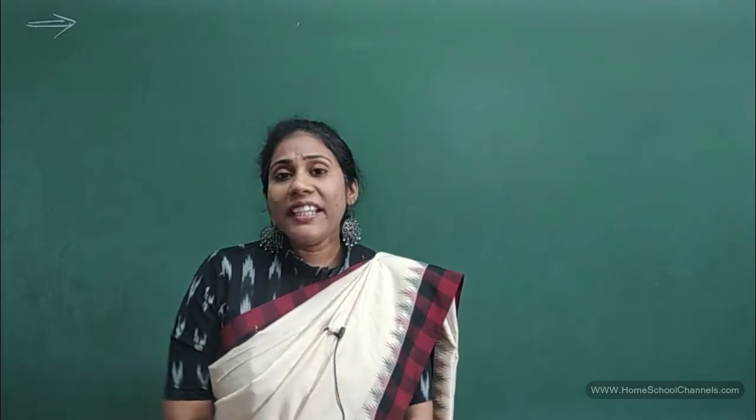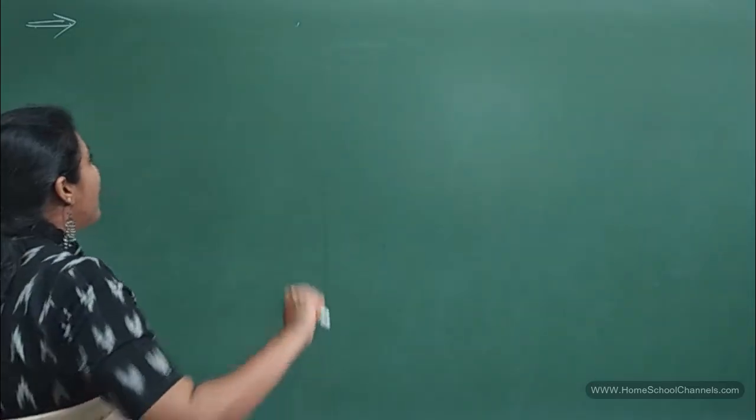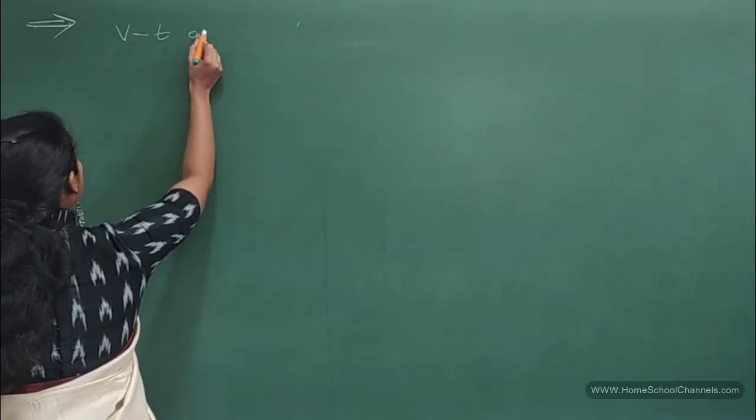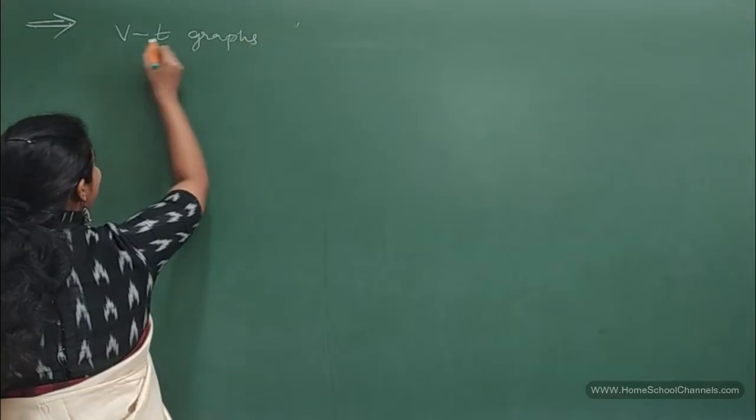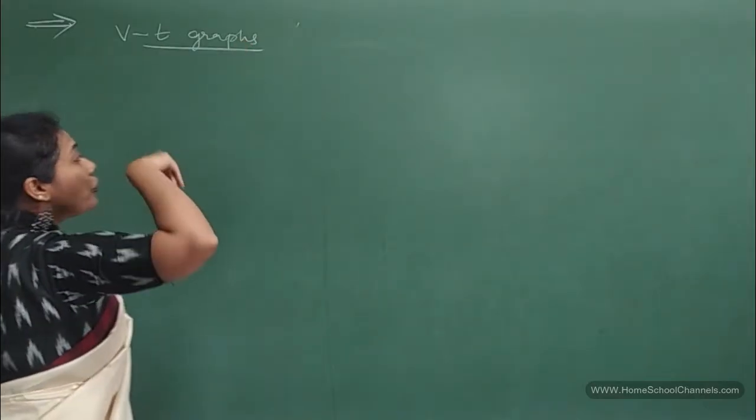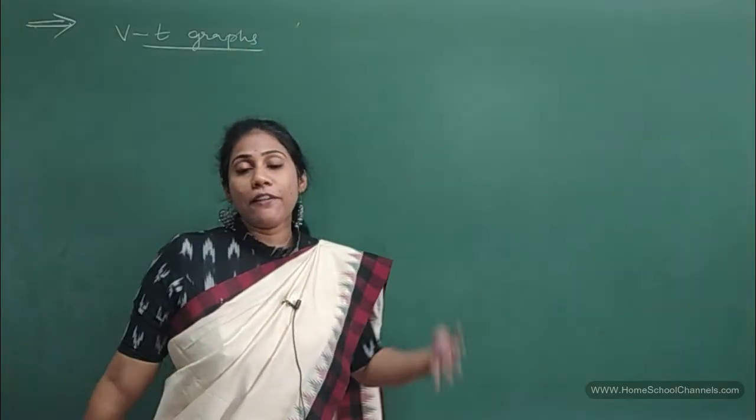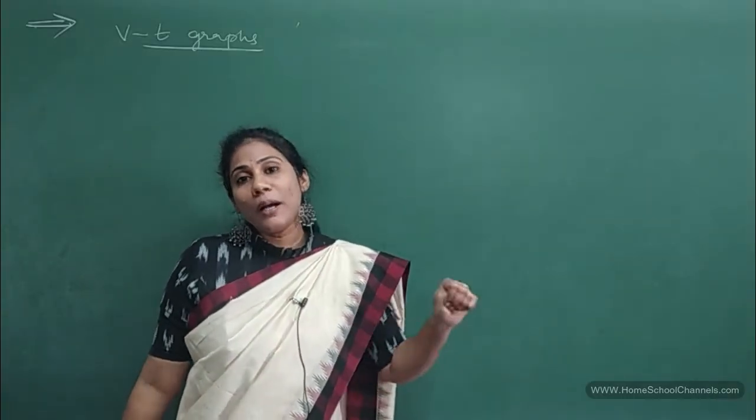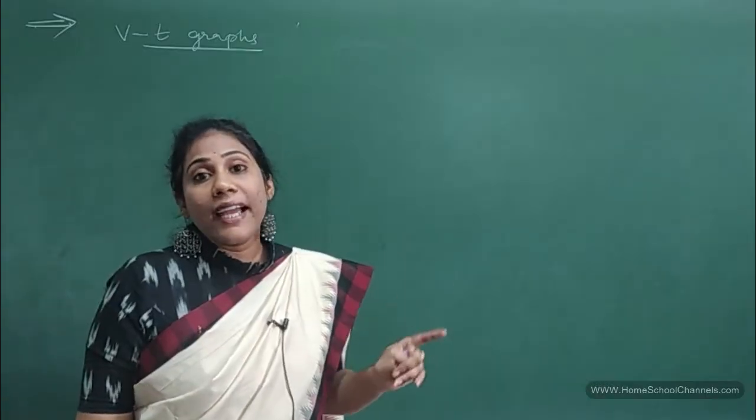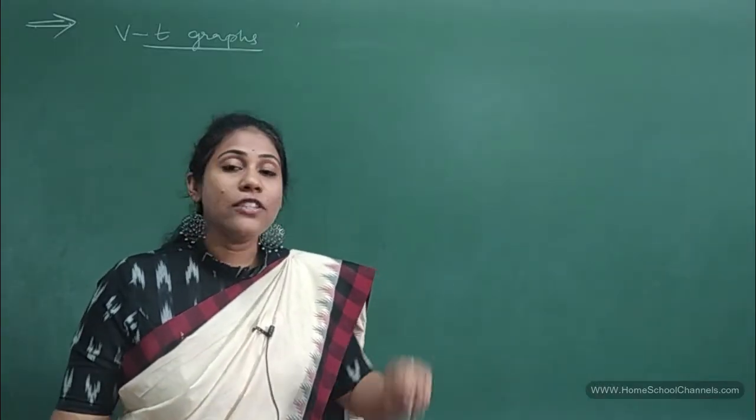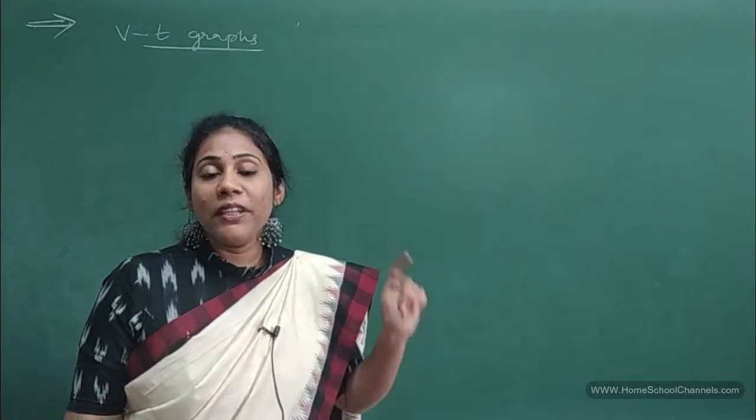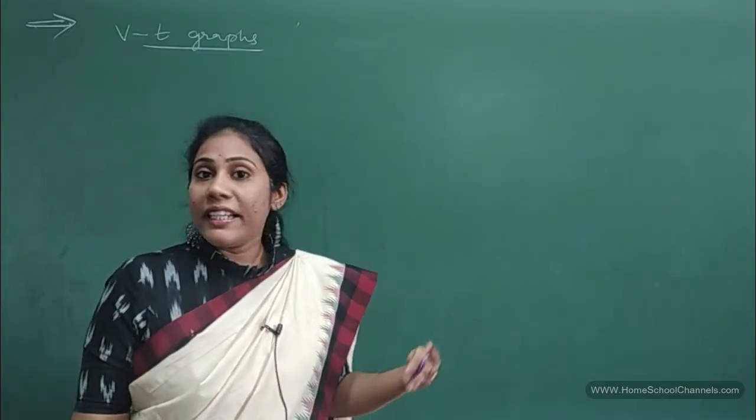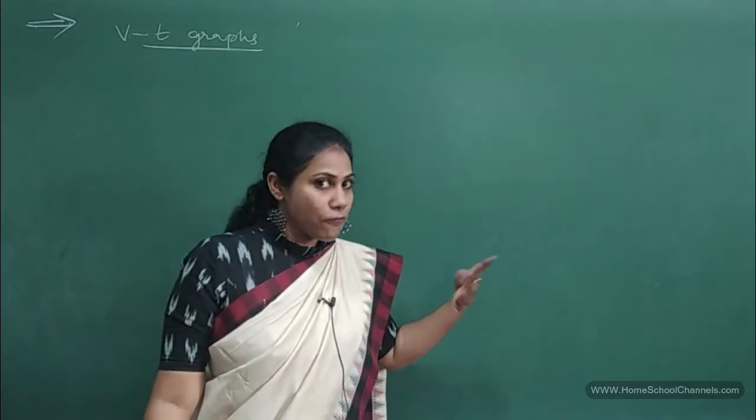Okay, see, the VT graph is the most important graph, guys. From the VT graph you can come to know many things. Even this is a very important tool for solving many of the toughest problems. You can come to know so much information about the motion of an object by looking at the VT graph. So let's understand what we actually mean by the VT graph, and initially we will see how VT graphs look for different kinds of motion.